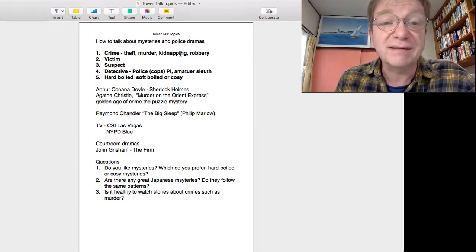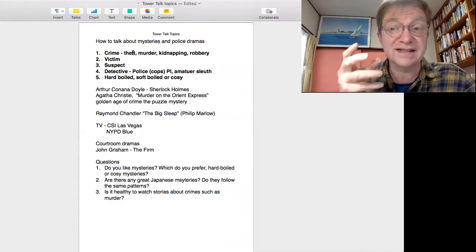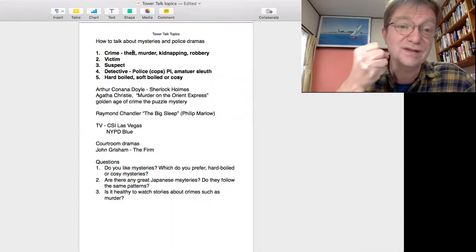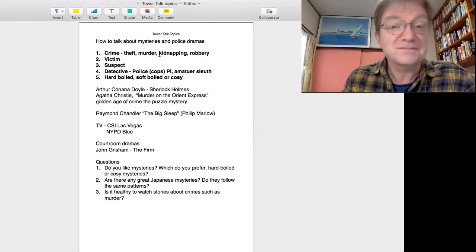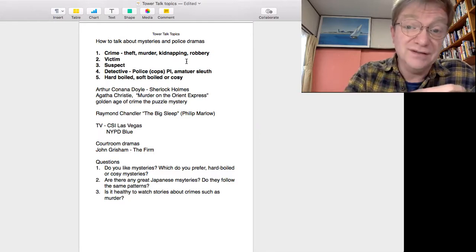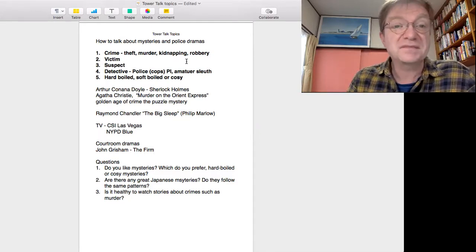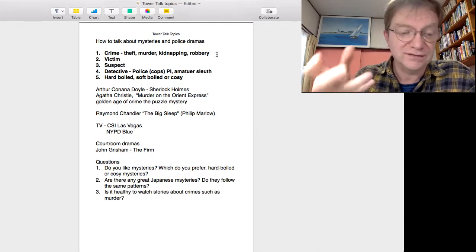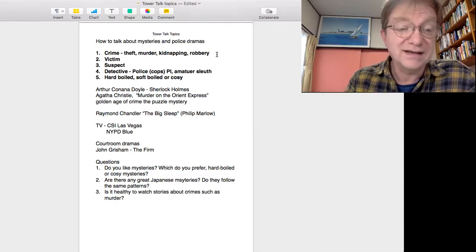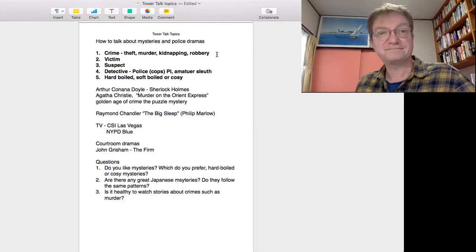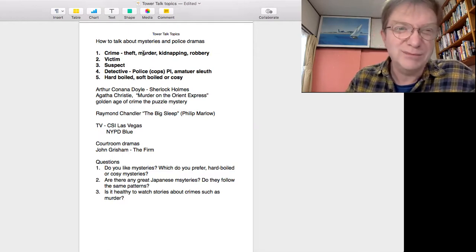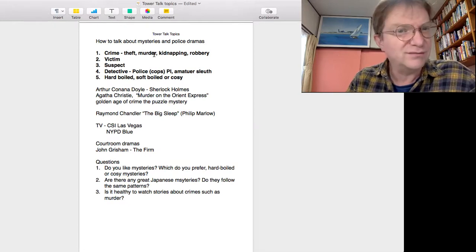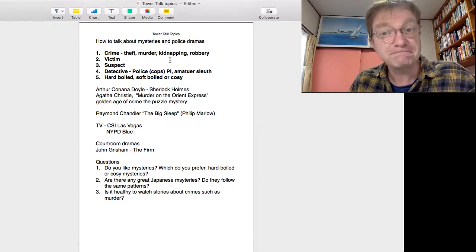So here are some examples of crimes. Theft, that's taking something and you're not allowed to. Murder, killing somebody and you're not supposed to. Kidnapping, stealing a person and maybe trying to get money. And finally, robbery, just any kind of stealing, maybe taking money from a bank. There are lots of dramas, and these are often the crimes. Usually murder in American TV. I don't know in Japan if that's the same.